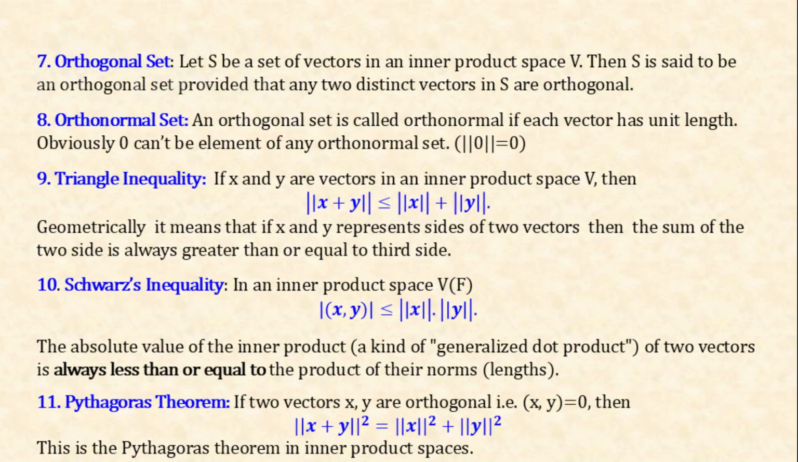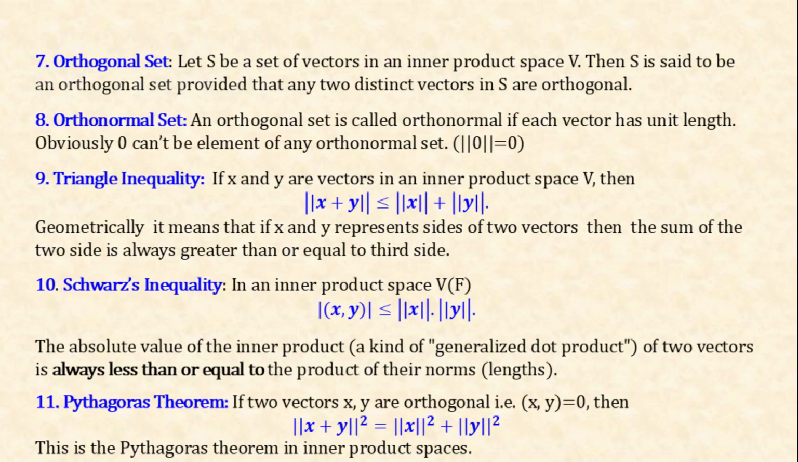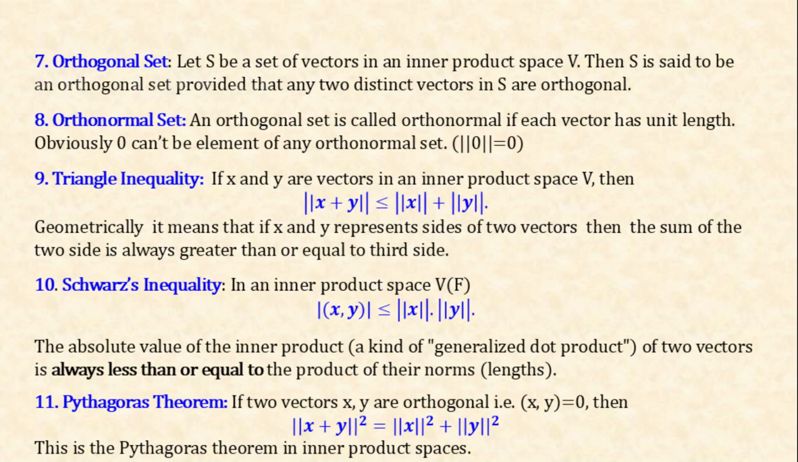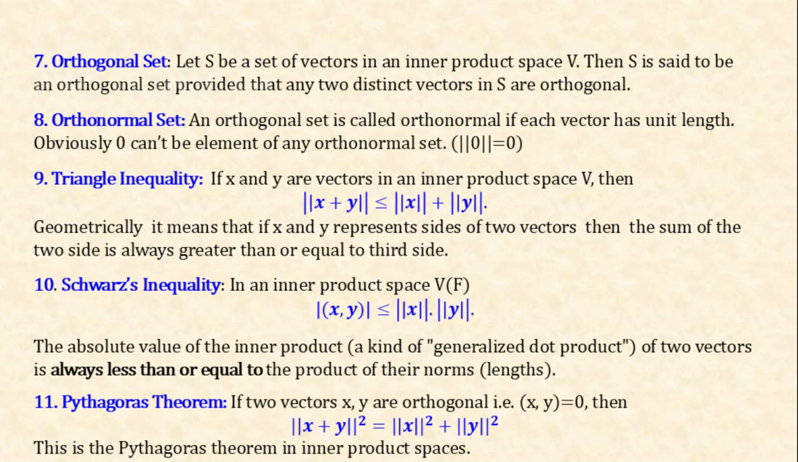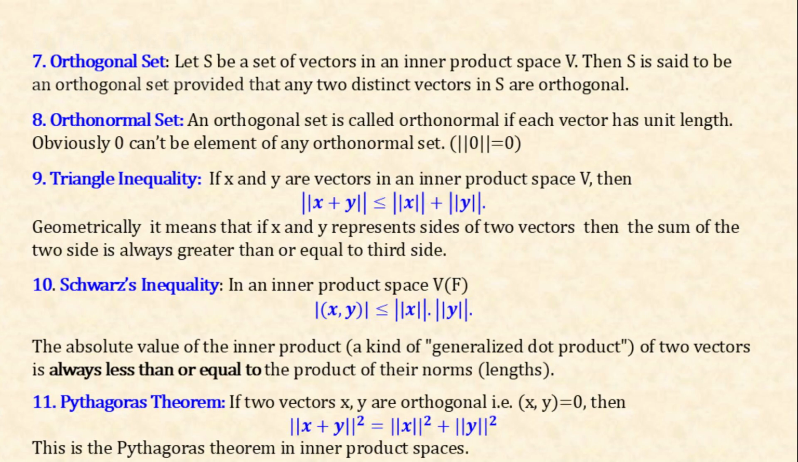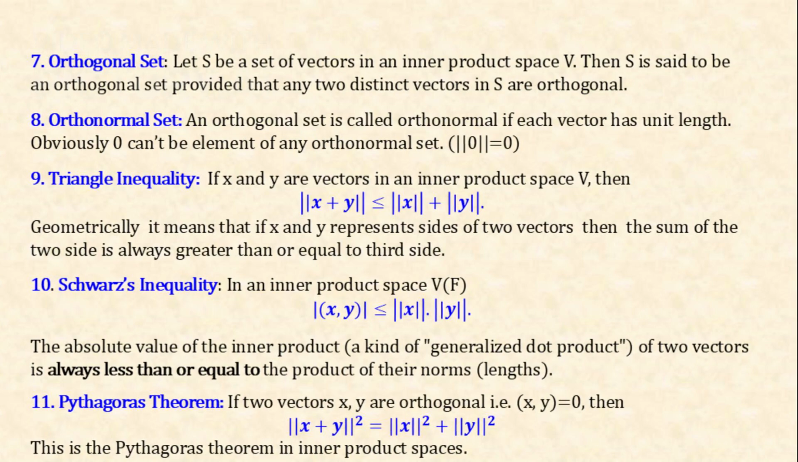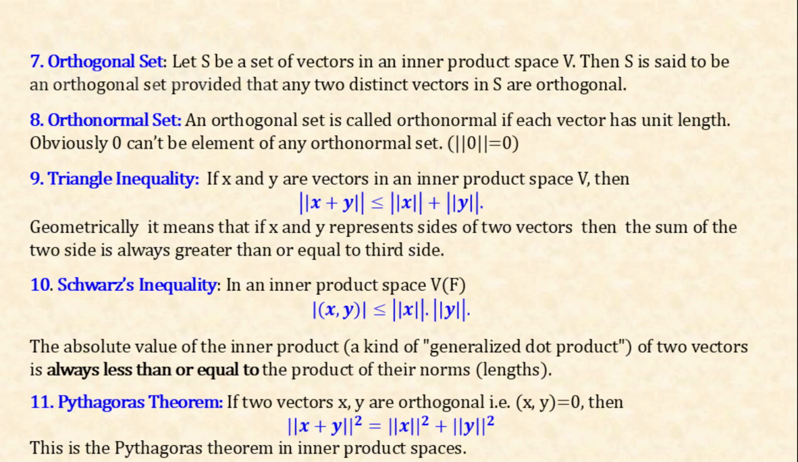Schwarz's inequality: the absolute value of the inner product, a kind of generalized dot product, of two vectors is always less than or equal to the product of their norms, lengths. Pythagoras theorem says that if x and y are orthogonal vectors, then the sum of the squares of the two sides is always equal to the square of the third side.